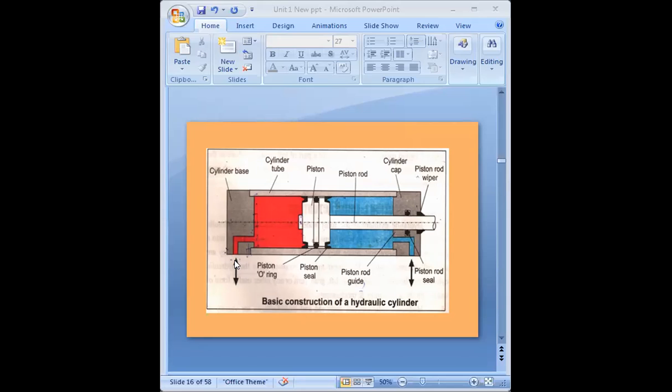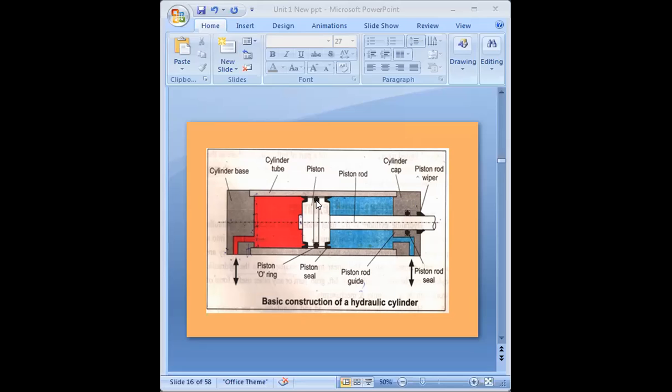Then the piston: you can see this is the piston. Please look at my mouse on screen. This piston has seals, to seal the pressure. The seals are used to seal and pack the pressure and non-pressure side of the cylinder.